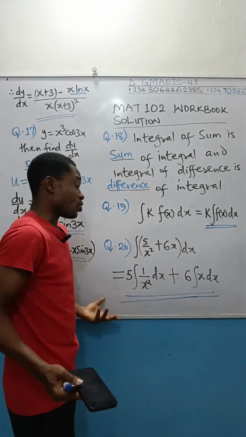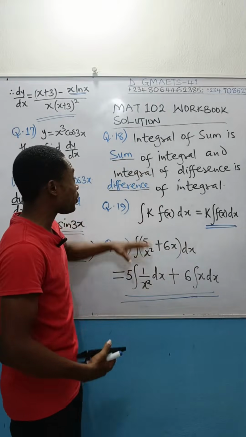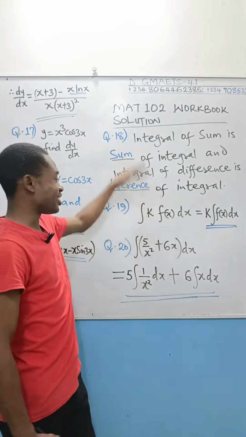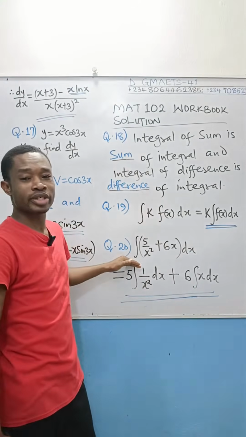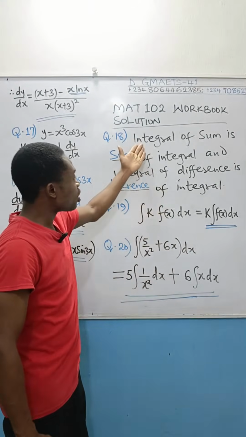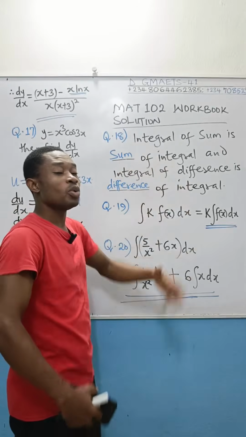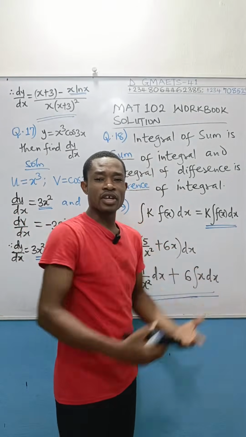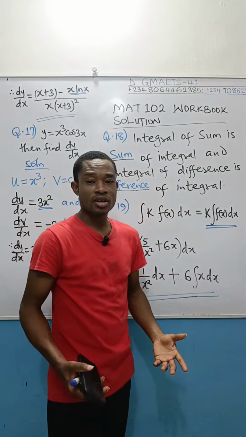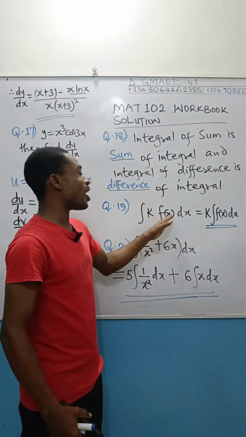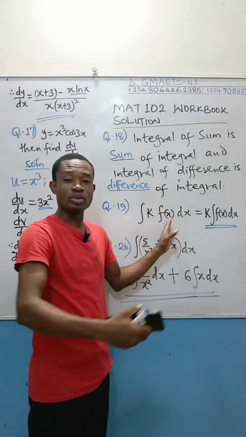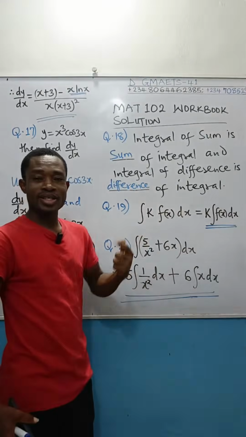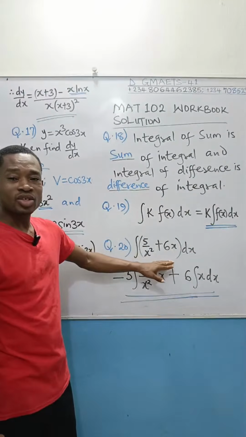I think in your manual, you are simply expected to apply this principle and this principle. Questions 18 and 19 principle apply to this question 20. The sum or the difference of integrals will give you what? It will still give you the sum of the integrals or the difference of the integrals. Then if you have a constant multiplying a function of a variable and you are asked to integrate it, what do you do? Pull out that constant and integrate the function.